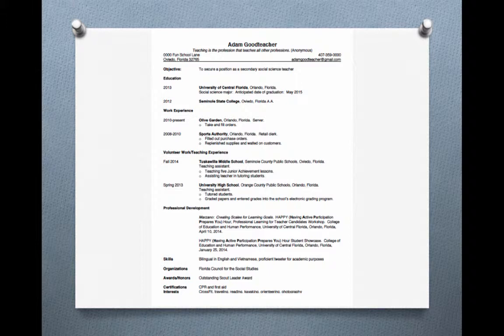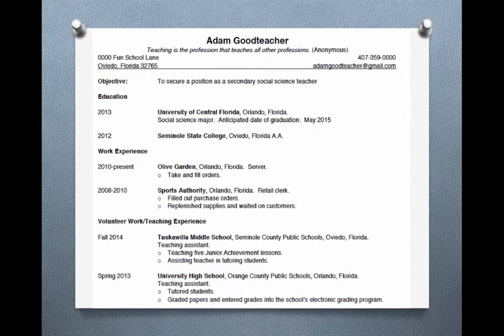Remember, though, that even though there is no set resume format and some of the headings may vary from resume to resume, there is certain information that should be included on your resume. Your name. Your name should be indicated at the top of the resume. It should stand out in some way. You may bold it and/or use larger font to set it apart from the rest of the resume.